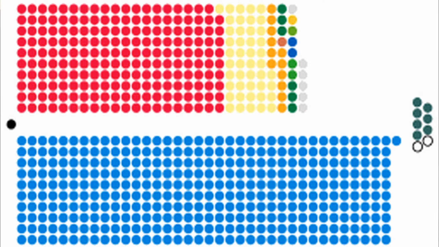The SNP have 45 seats, all in Scotland. They're the Scottish National Party, so they only run in Scotland. Previously, they've had pretty much all of the 60 seats in Scotland, so for them, it's not great.